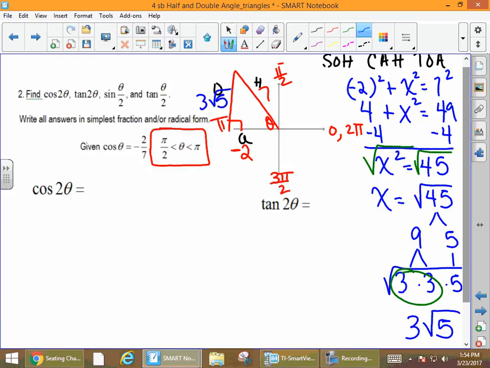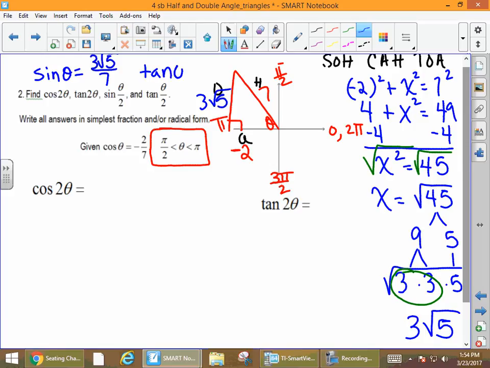Once we have the values of the triangle, then we can identify. We know cosine of theta is negative 2 over 7. Well, what's the sine of theta based on this triangle? 3 radical 5 over 7.